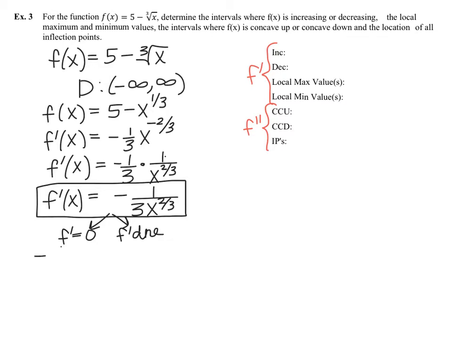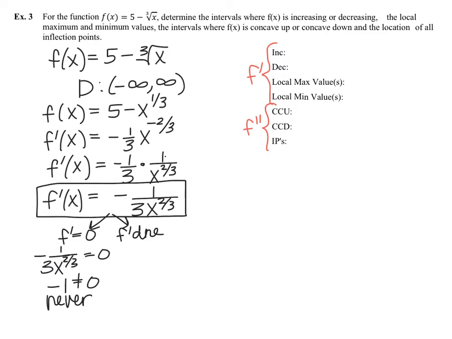So setting the first derivative equal to 0, negative 1 over 3x to the 2/3 power is equal to 0. If we were going to solve this equation, we would multiply both sides of the equation by what's in the denominator, which is the 3x to the 2/3 power. But if I multiply both sides by 3x to the 2/3 power, 0 times 3x to the 2/3 power is just going to give us 0. So we'd end up with this statement of negative 1 equals 0, which is clearly false. So that tells me that the first derivative never equals 0. We don't get any solutions to that equation.